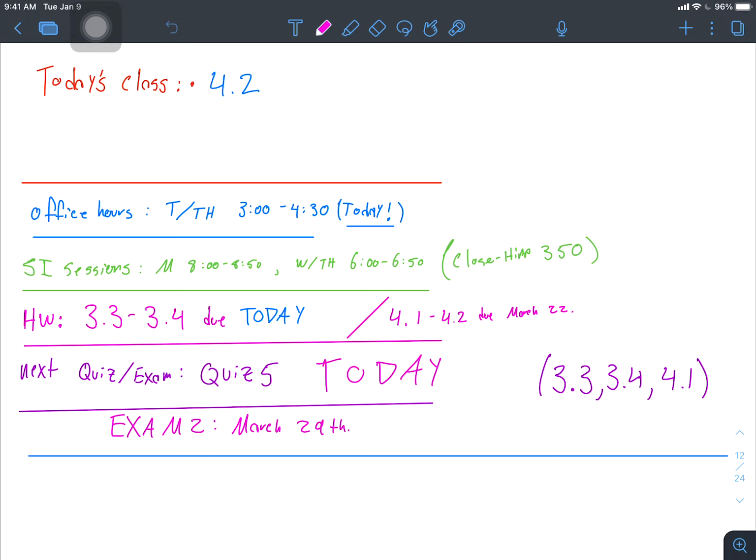In terms of announcements, there's going to be a quiz today. You also have a homework assignment due today. The quiz today is over sections 3.3, 3.4, and 4.1. The next assessment is going to be the second exam on March 29th. That's 12 days from now. It's on a Tuesday, I think. So we have this weekend, then next week, then next weekend, and the following Tuesday will be our second exam.